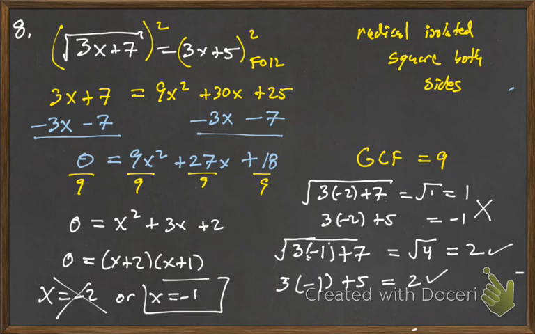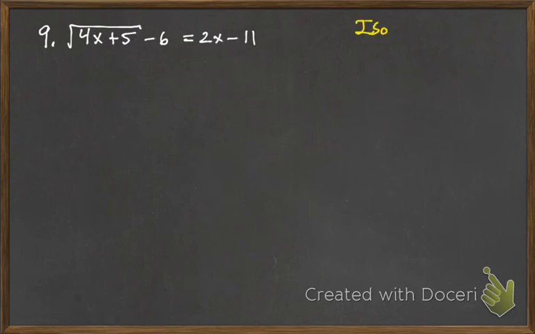Okay. So we're going to look at one more, a little bit more tricky, but I don't think it is as tricky as some of the ones we did when we covered this unit more in depth. But let's go ahead and take a look at it. So what do we got going on here? Square root of 4x plus 5, or is that a 9? I think it's a 4. Minus 6 equals 2x minus 11.